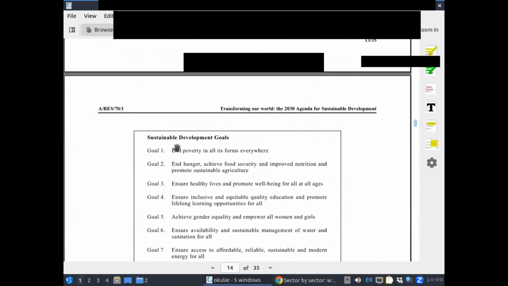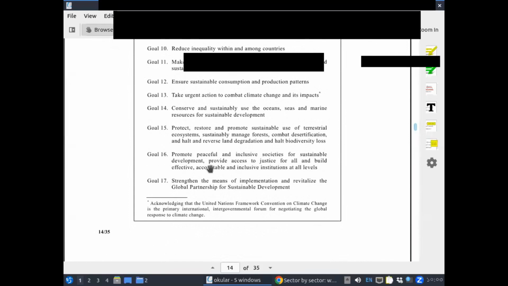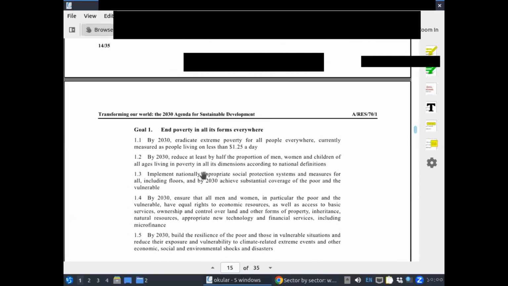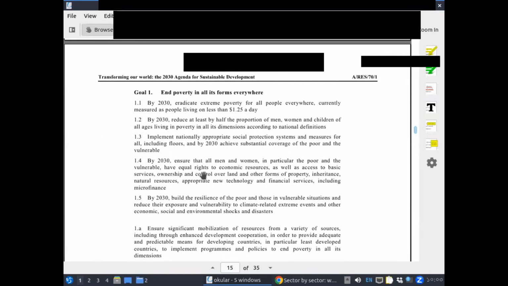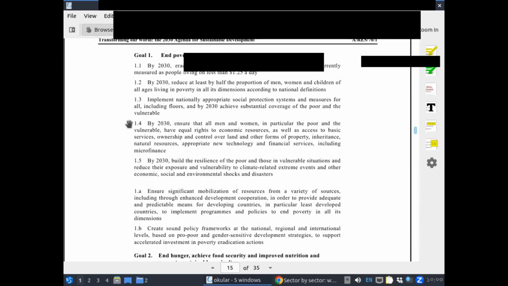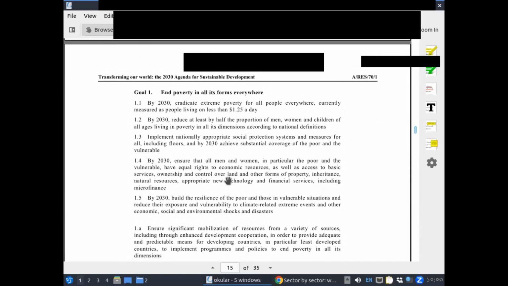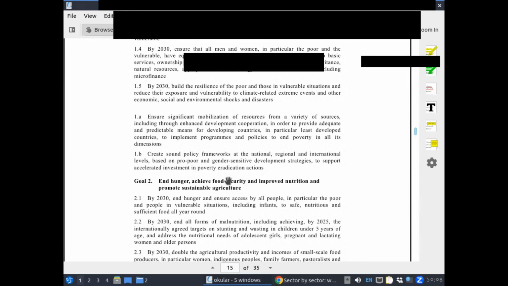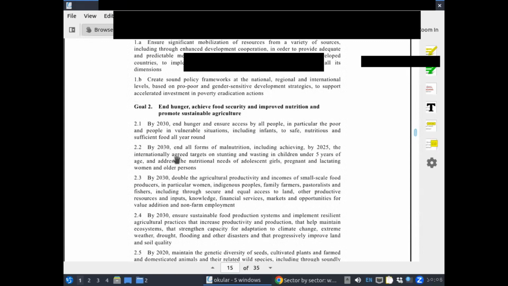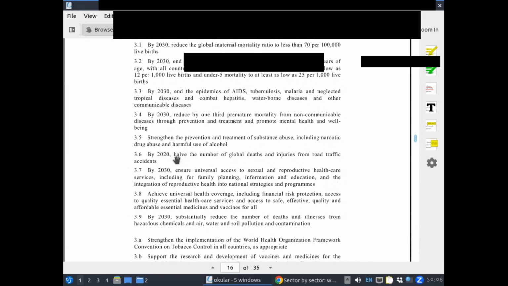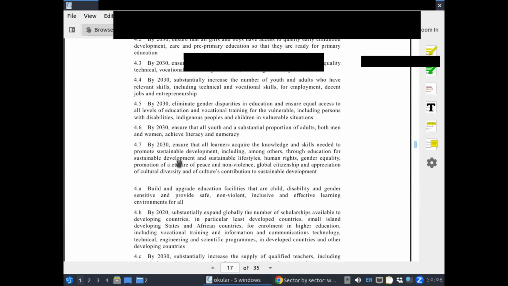So these are the 17 goals, and then they have some indicators. They gave some indicators about all these 17 SDGs. For example, this goal number 1, they have these indicators. So not only do they have these goals, they also have indicators. For example, in goal number 2, they have several indicators. Each one has some indicators. Okay.